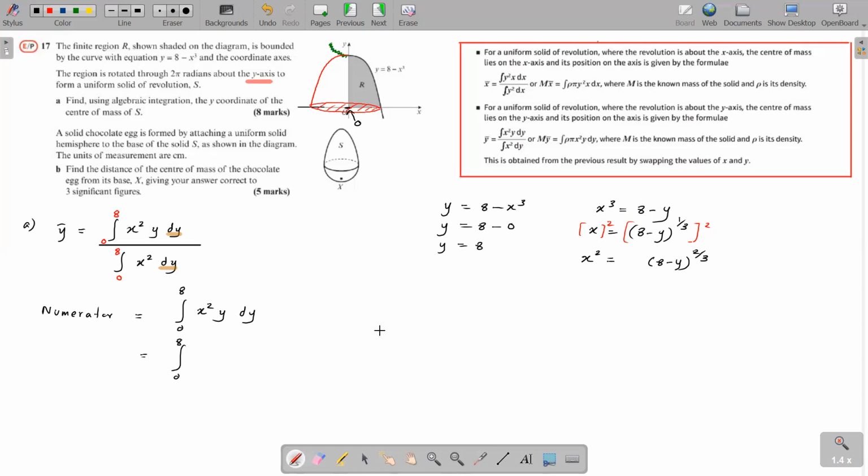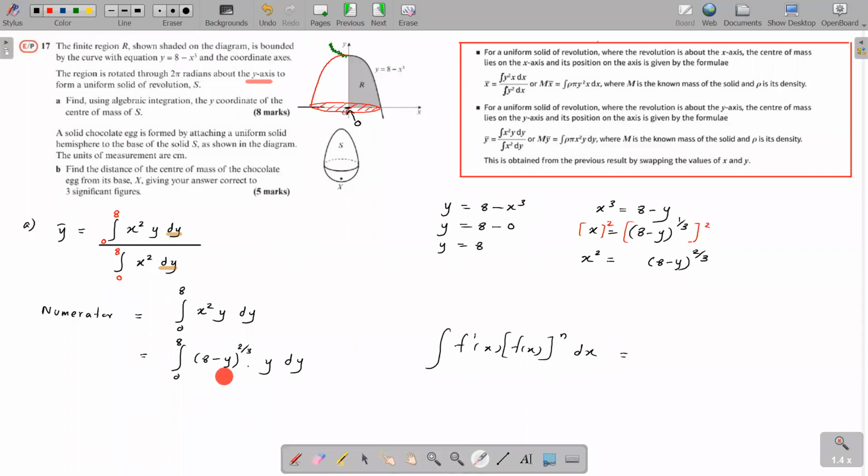The integral from 0 to 8. Instead of x square, you have (8 minus y) to the power 2 over 3 times y dy. Alright, guys. Okay, so now we have everything in terms of y, and now we need to integrate. So now think about the rules. How are you going to integrate this?